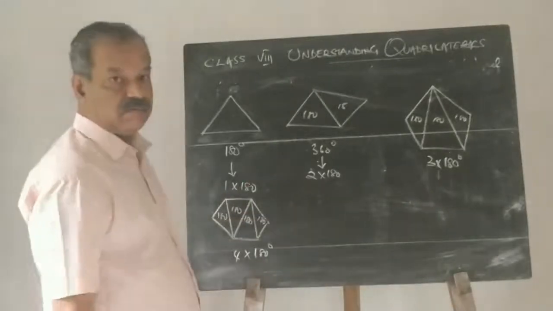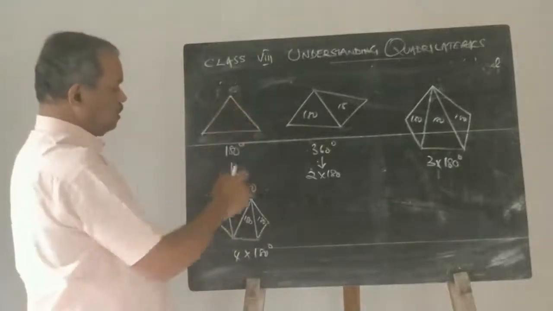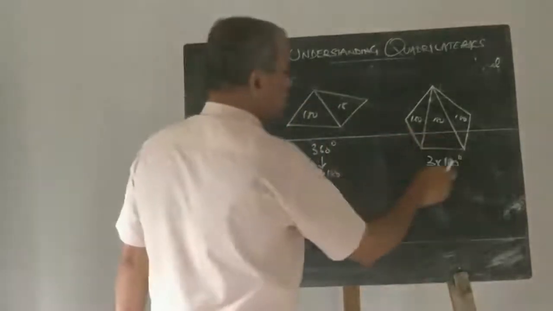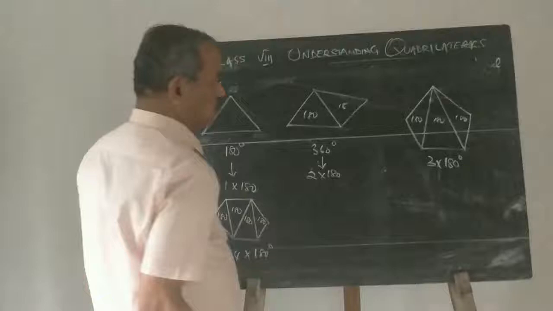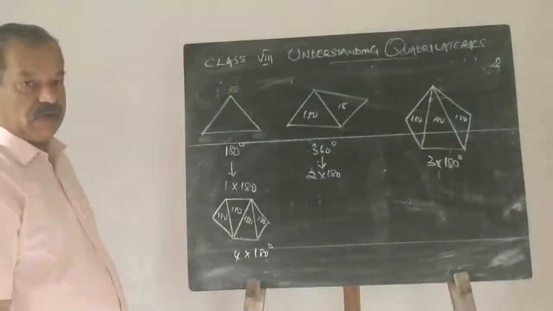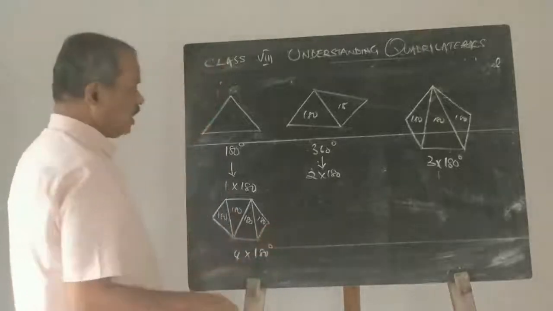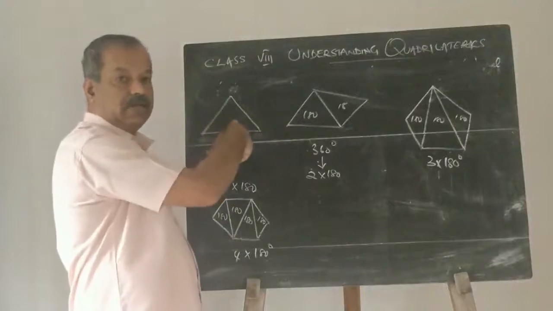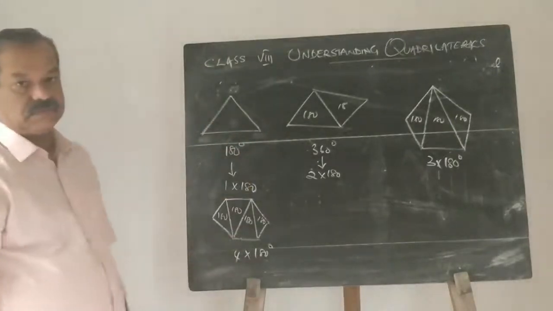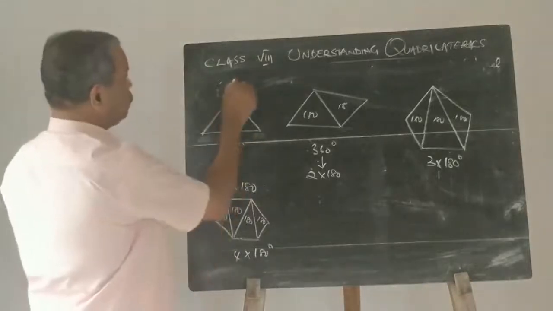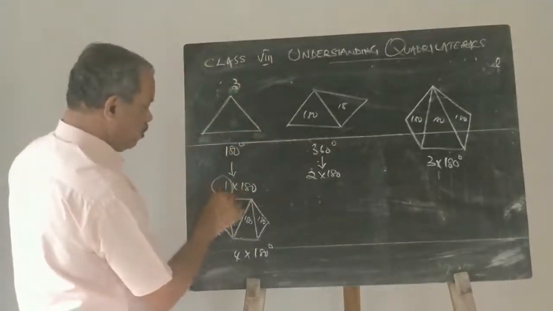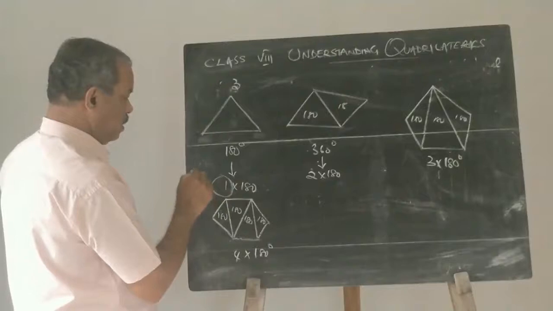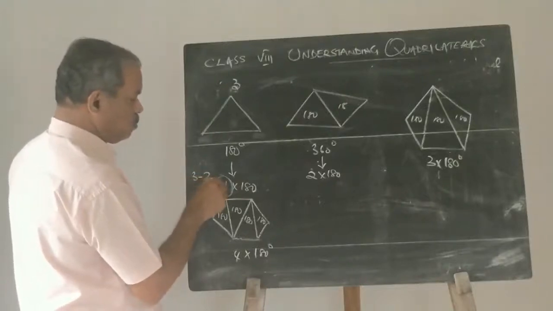Now for polygons: 3-sided, 1 into 180. 4-sided, 2 into 180. 5-sided, 3 into 180. 6-sided, 4 into 180. Now we can establish a relation between the number of sides of a polygon and the measure of their interior angles. 3 sides, 1 into 180. How can you relate 3 and 1? 3 minus 2 equal to 1.